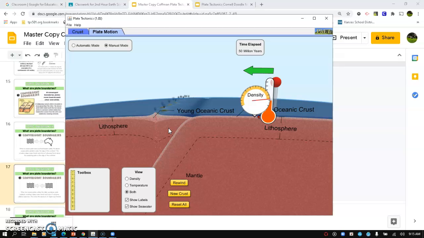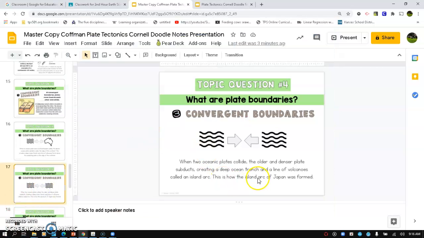It's got Krakatoa on it. The Philippines, which has got the big island of Luzon, and that's got Pinatubo, which I actually have seen. And I hope you guys get to see a volcano and lava for the first time in your life. It's pretty awesome. And then also the island of Japan, which has got Fuji. So the old oceanic crust is more dense than the young, and it's going to subduct underneath.